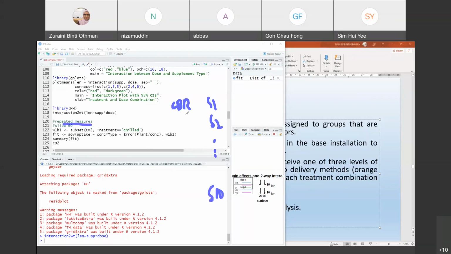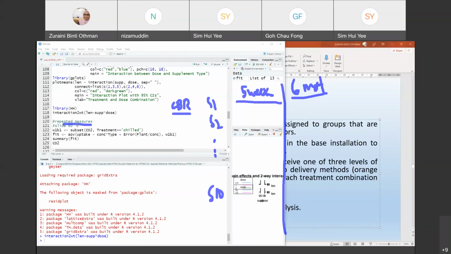Repeated measure means that we do it for 5 weeks to measure the effectiveness of this therapy, and then we repeat it again after 6 months. We repeat the same measurement after 6 months. This is what we call repeated measure.